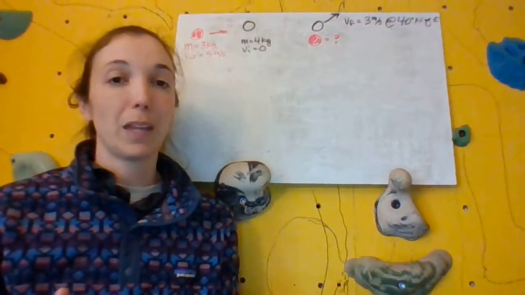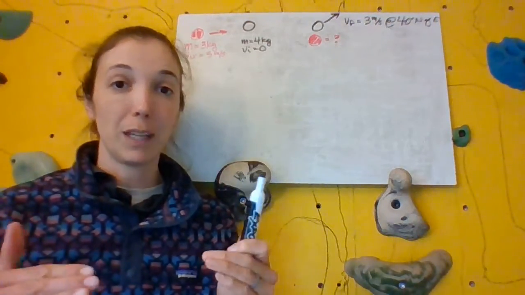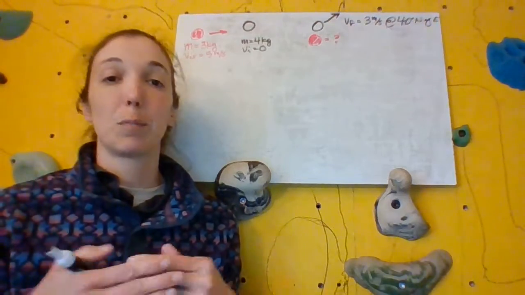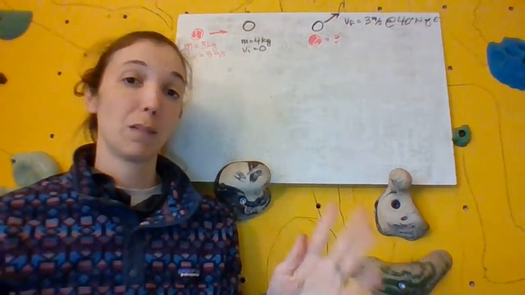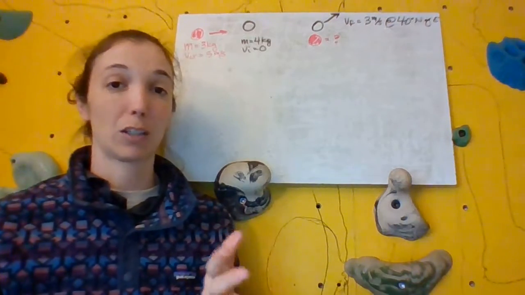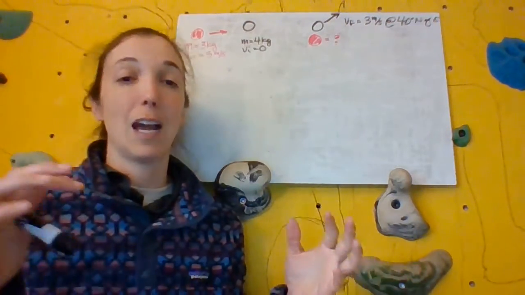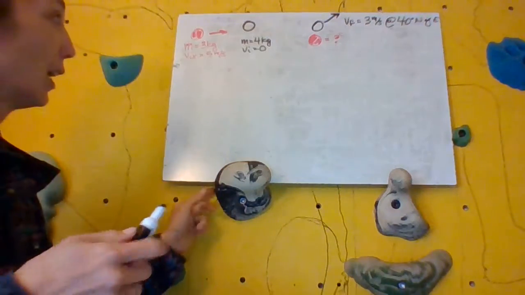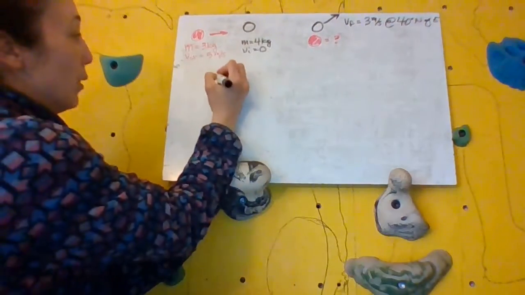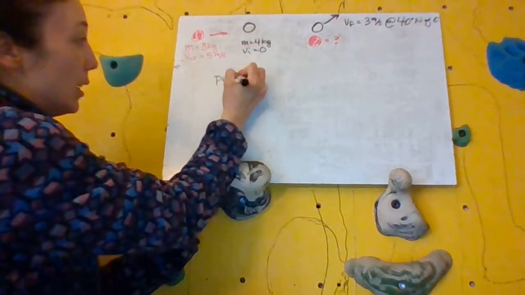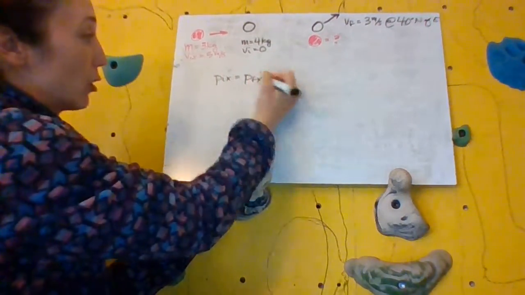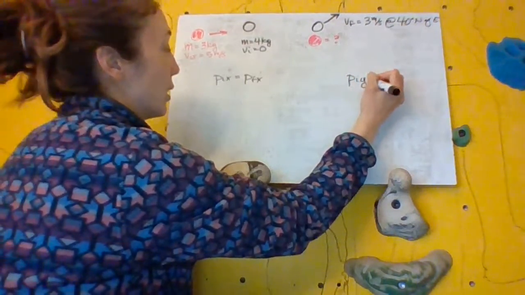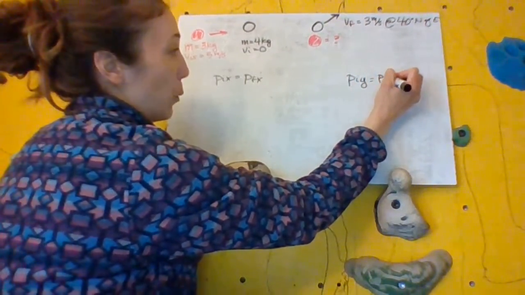Momentum is a vector, and it is conserved in the x direction independently of being conserved in the y direction. So basically all we're going to do is split this motion up into x direction and y direction, apply conservation of momentum in the x direction, apply it in the y direction, and then we'll bring them back together for the final answer. So we know initial momentum in the x direction is equal to final momentum in the x direction. We also know initial momentum in the y direction is equal to final momentum in the y direction.